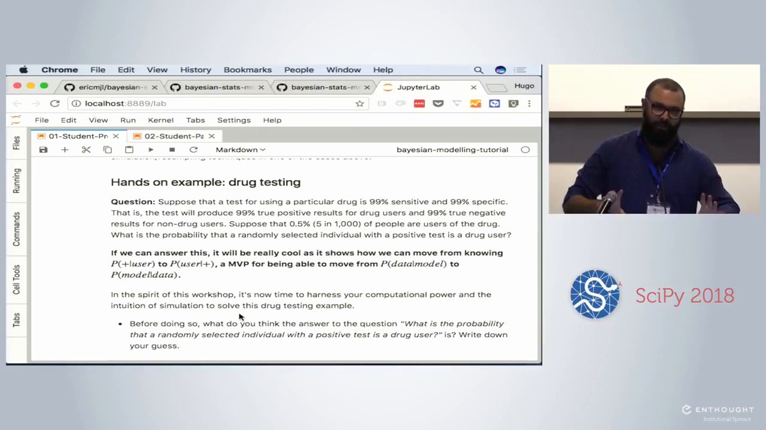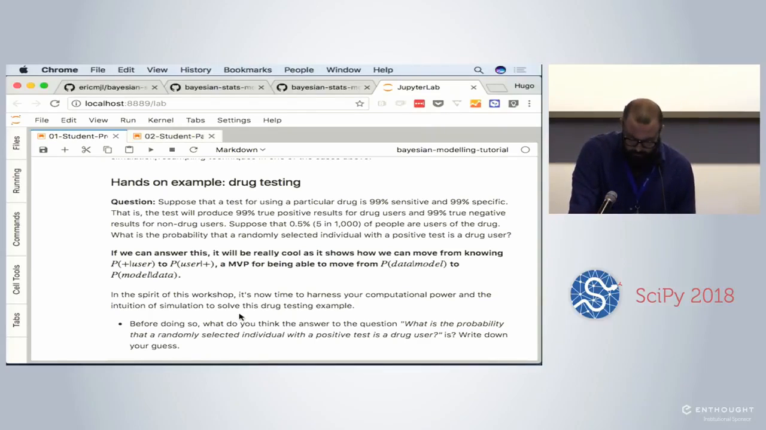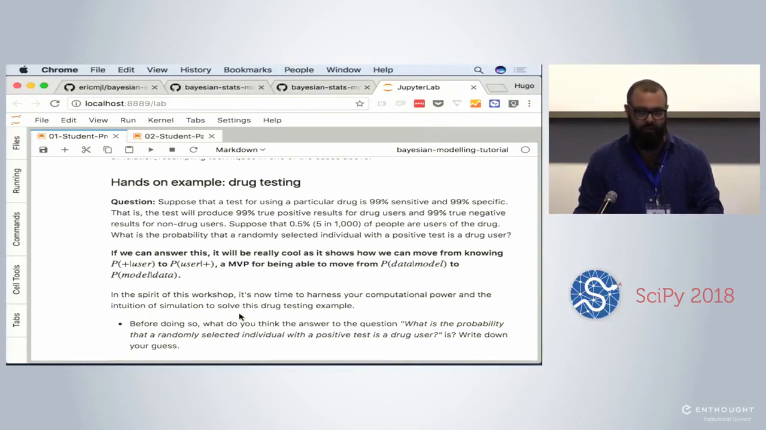I'm getting lost in my words here. The proportion of people who test negative but are positive is so, okay, let me try that one more time. The people who are non-users is so high that the 1% of those who test positive but are non-users is actually a large proportion of the population, okay? That's what's happening there.